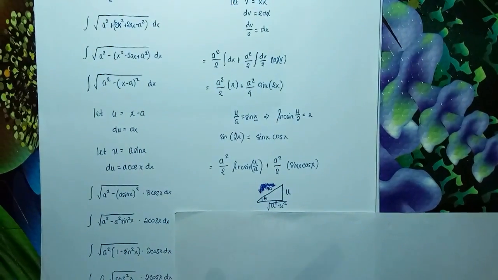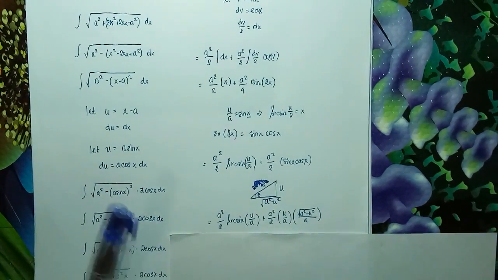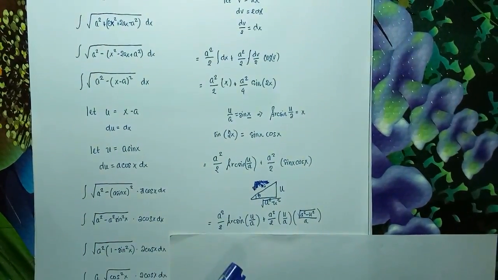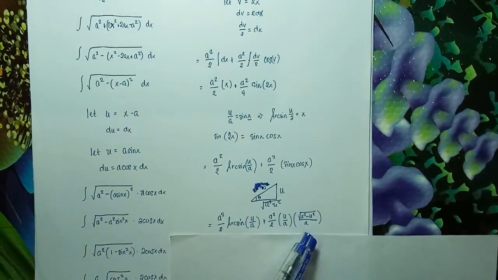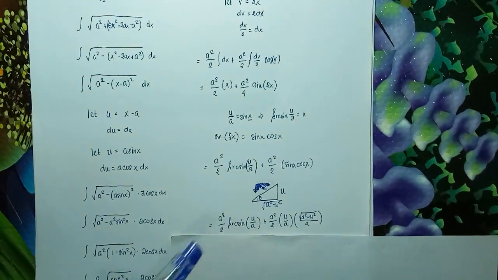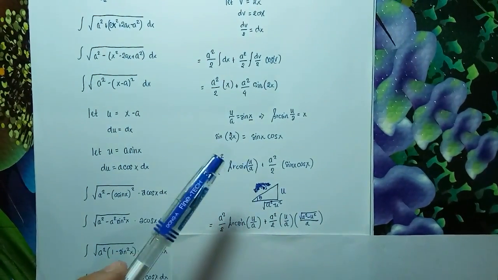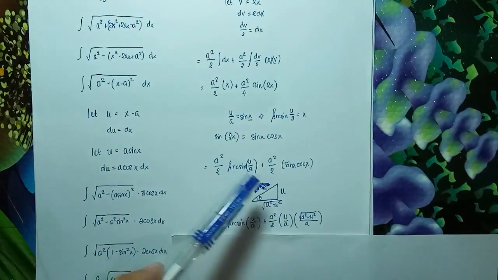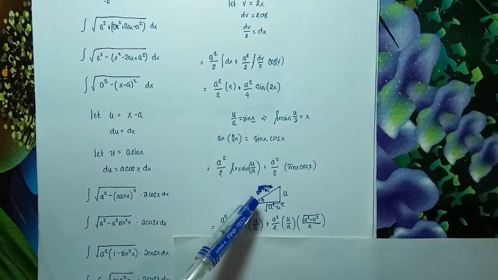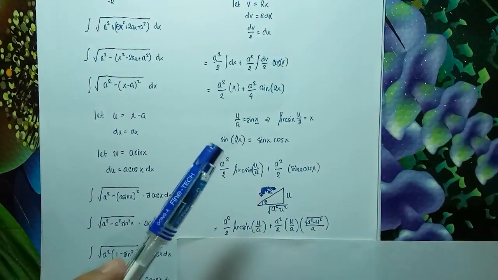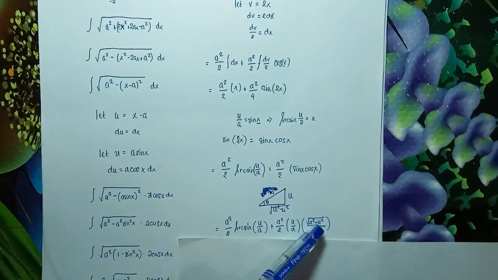Using the Pythagorean trigonometric relationship within a triangle, here we have a squared over 2 arc sine u over a plus a squared over 2 sine, which is u over a, times cosine. So since sine is u over a, we're going to use the trigonometric relationship within a triangle. We have theta here, and sine, which is opposite over hypotenuse, so u over a, which gives us the square root of a squared minus u squared for the adjacent side. So cosine is adjacent over hypotenuse, so we have the square root of a squared minus u squared over a, which is the hypotenuse.